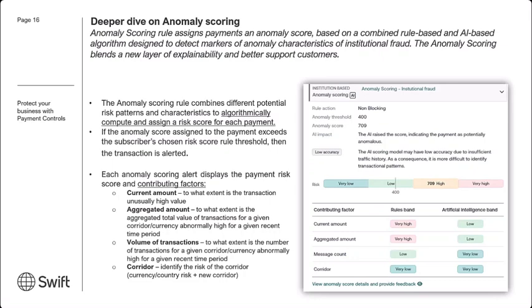So anomaly scoring analyzes each outgoing payment against your historical traffic patterns. So things like typical amounts, usual corridors, timing, frequency, counterparties, and so on. And essentially, it then asks, how far does this payment deviate from your normality? And it gives a score of between 0 and 1,000, a low score meaning the payment fits well within your traditional behavior, and a high score meaning the payment stands out.